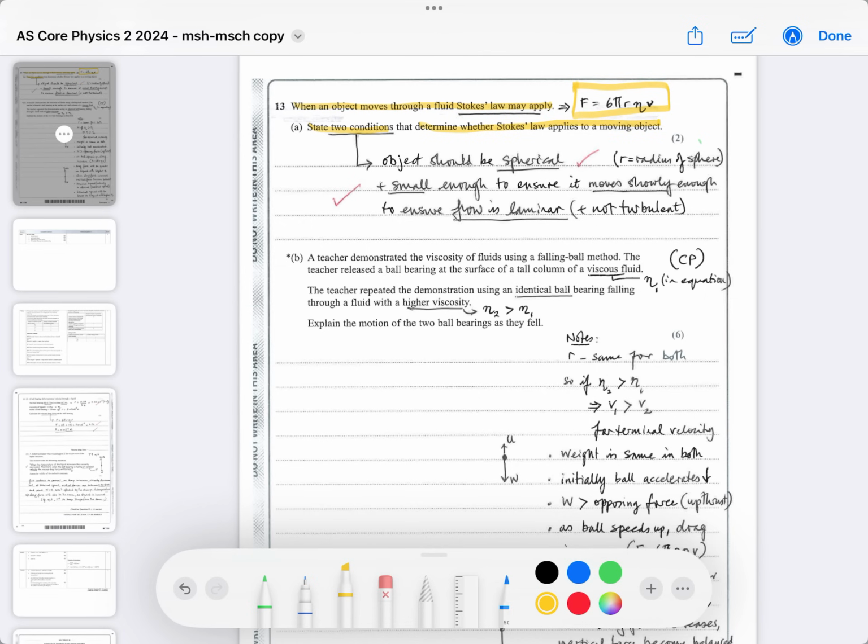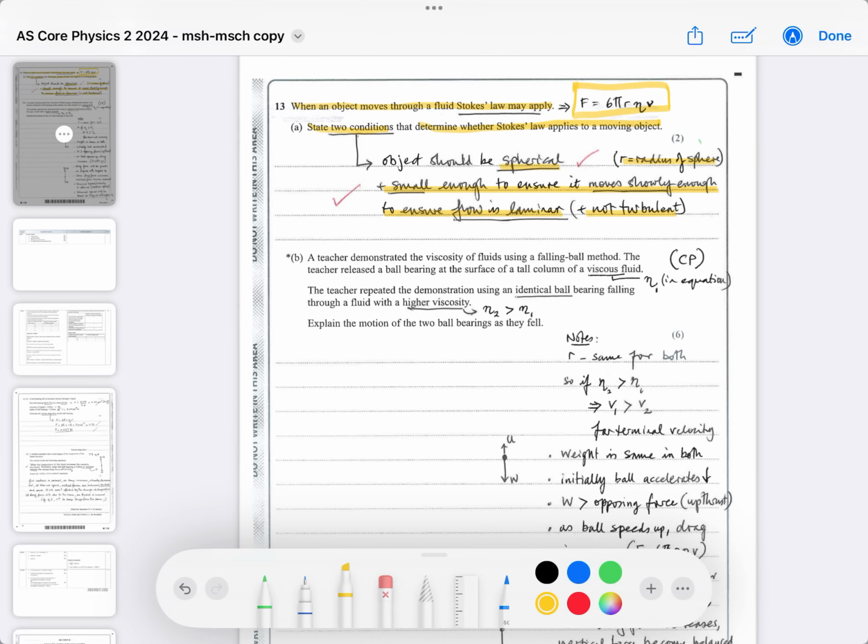So the r in the equation is to show that it's spherical. Okay, so r is the radius of a sphere in the equation above. So 1 mark for saying it's spherical, and it has to be small enough to ensure it moves slowly enough as well to make sure that the flow is not turbulent, that it's laminar. So once turbulence happens, the equation doesn't really work.